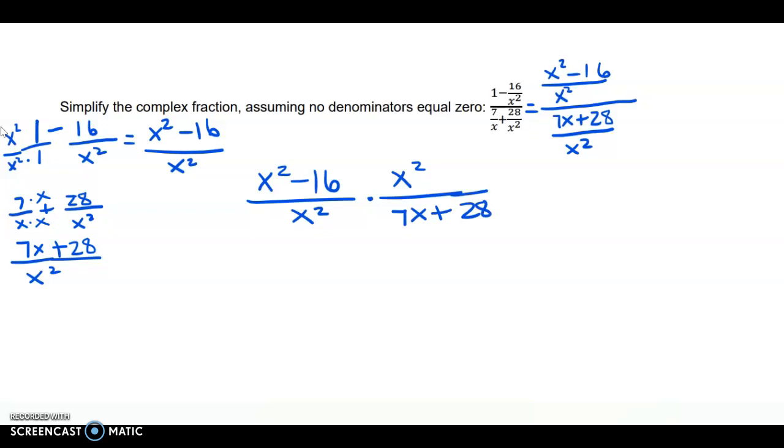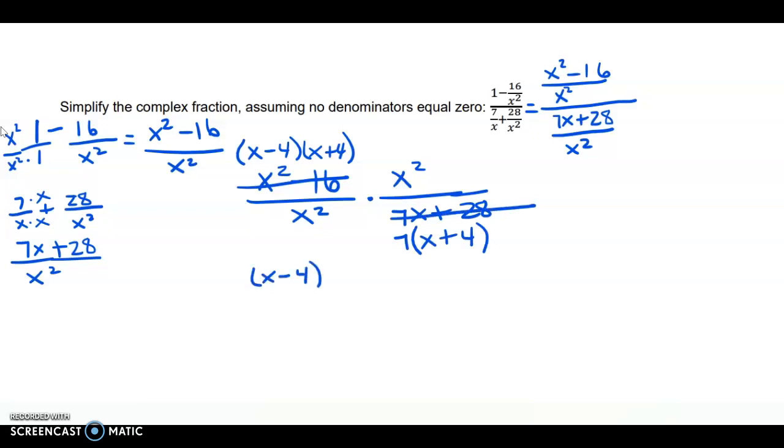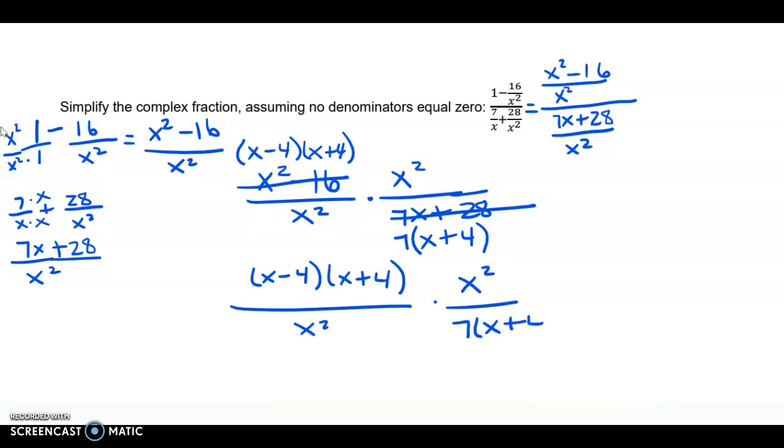We could have factored at the step before, or we can do it at this step; it doesn't matter too much. We can see x squared minus 16 is a difference of squares, so this will go to x minus 4 and x plus 4. For 7x plus 28, I can see 7 will come out, and I'm left with x plus 4. So if I rewrote this, I'd have x minus 4 times x plus 4 over x squared, times x squared over 7 times x plus 4.